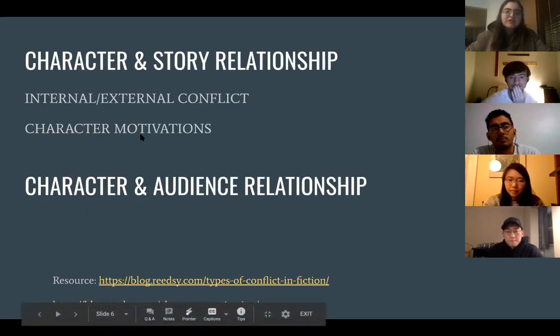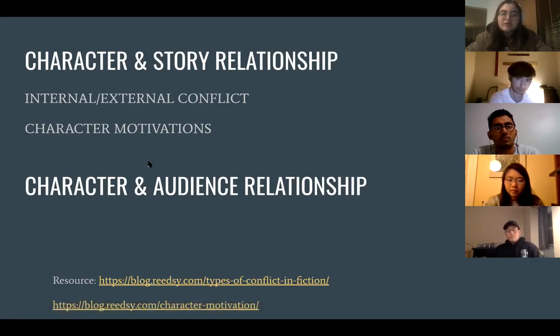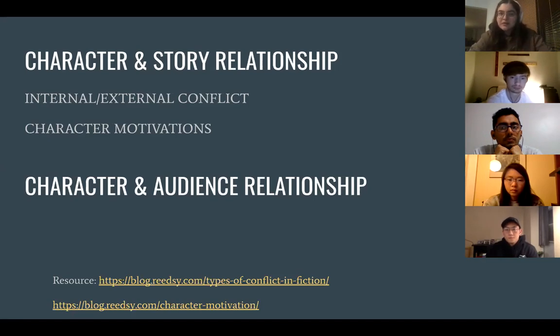So this is kind of related to what we were talking about anyways, about character types, but more of the character and story relationship. So how we can introduce conflicts and how that affects characters. I'm sure everyone knows about internal and external conflict. We've all taken it in high school. An internal conflict is more like an internal battle with yourself. So I guess character versus self.